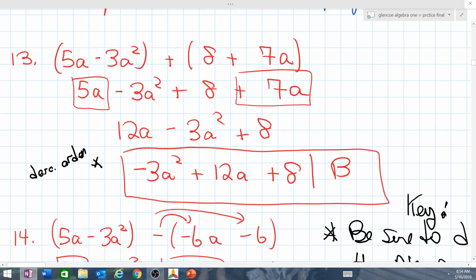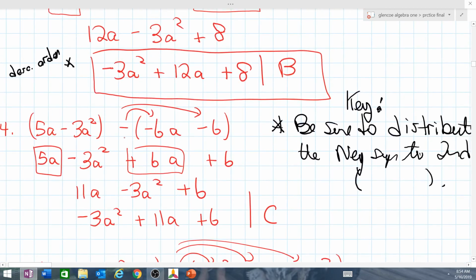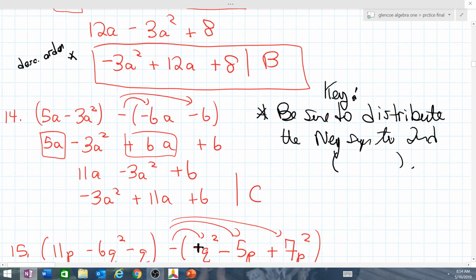Number 13, does anybody need 13? Adding like terms. Make sure you write them in descending order, the greatest exponent to the least. Key here on number 14, please pay attention, is you have to distribute that minus sign. That means that everything in parentheses, the sign changes. So the first parentheses is 5a minus 3a squared plus 6a plus 6. Add like terms, and you get 11a minus 3a squared plus 6. Put it in descending order, negative 3a squared plus 11a plus 6, and your answer is C.